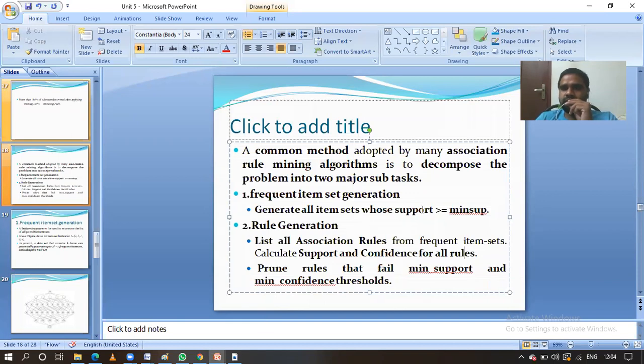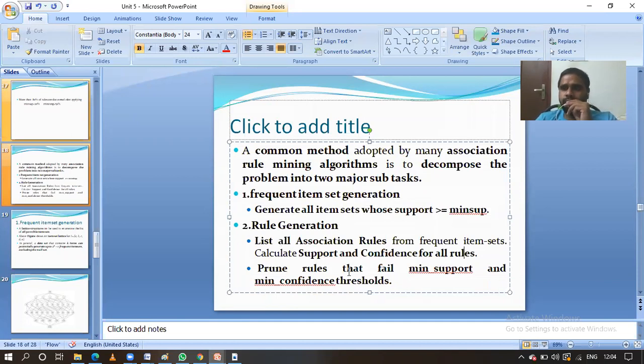The first one is support that is greater than or equal to minimum support. This one we are using in the frequent item set generation. The frequent items that are generated will be given for the rule generation. In the rule generation, we are going to calculate the support and confidence for all the rules.